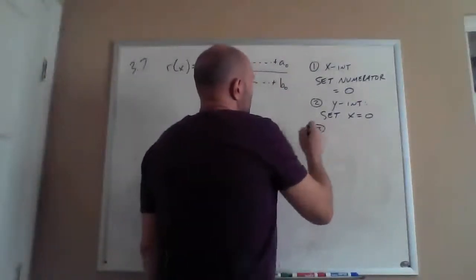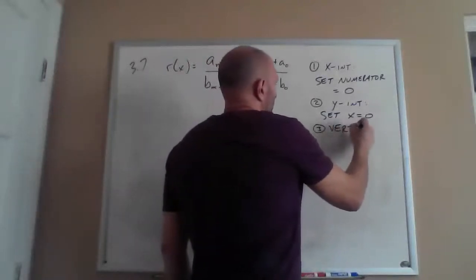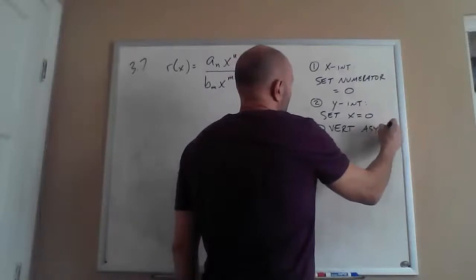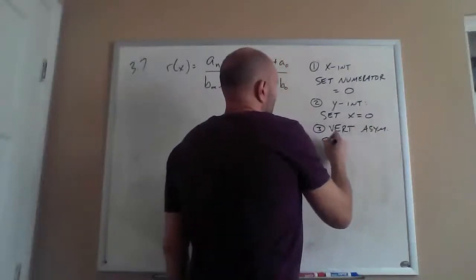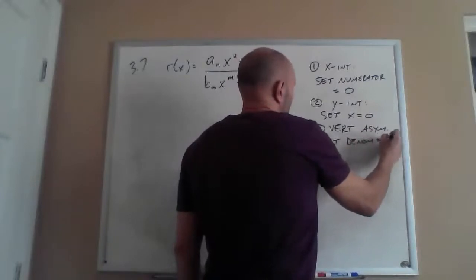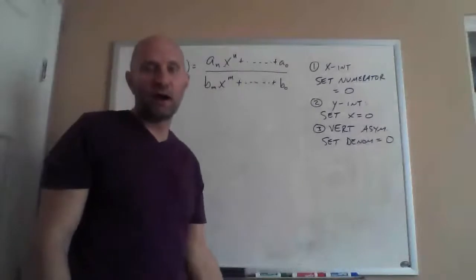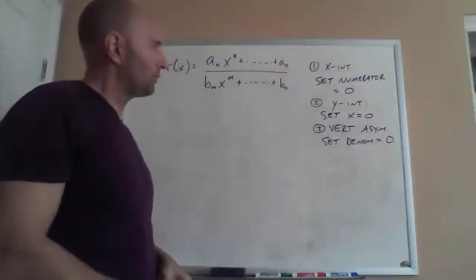Step 3. For the vertical asymptote, we set the denominator equal to 0. So we want to find out when is this thing undefined. That's our vertical asymptote.